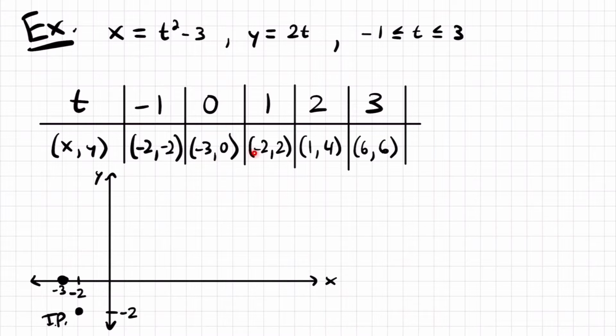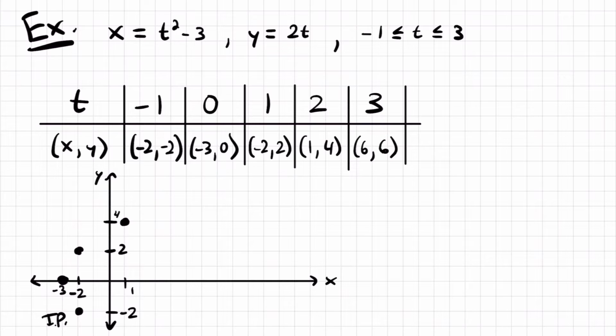Then next up we have -2, comma, 2. And so 2 in the positive y direction will be right there. So -2, 2 will be right here. So I'll plot that point. And then we have 1, comma, 4. And so this will be x equals 1, and this will be y equals 4. I'm going to label that right there so that we can plot our point right here.